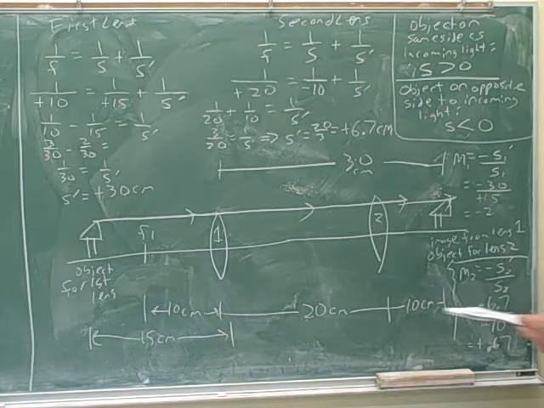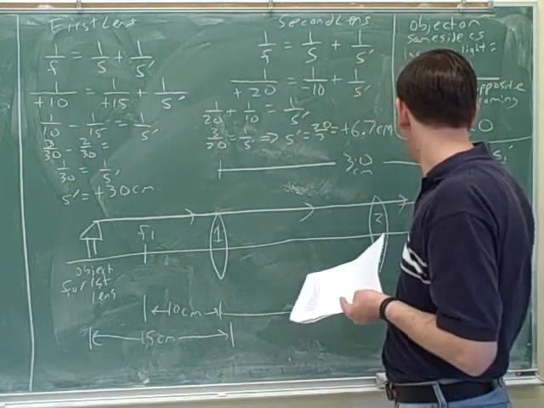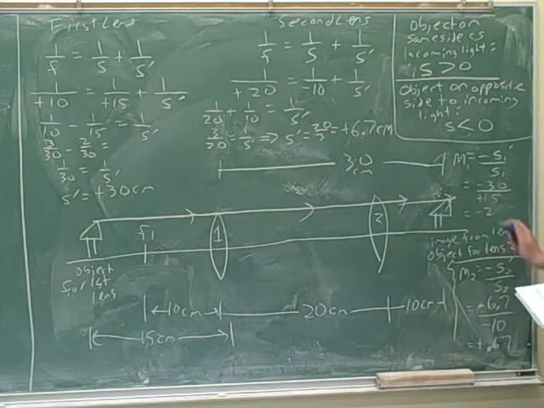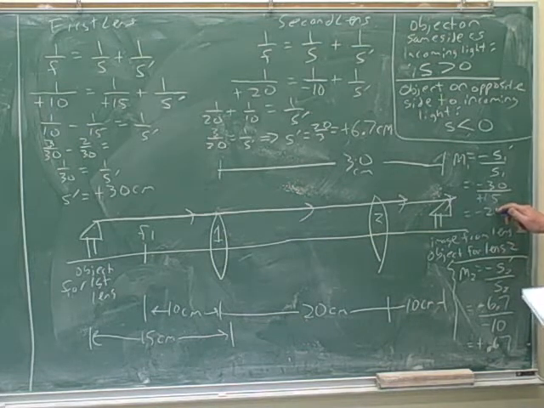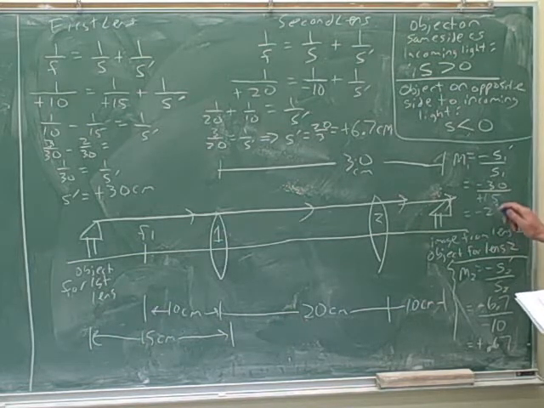Now, let's see. Here's the object. What happened between the object and the first image? Did it stay the same or get flipped? It was flipped. And then what happened in the second lens? What was this? Because it's positive, it stayed inverted. It didn't get flipped one more time. It stayed the way it was before.